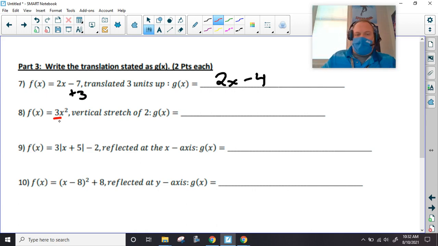So all we really have to do right here is multiply 2 times 3 or 3 times 2. Why? And that's it. Wait, what? Why? Because you're still vertically stretching it. Okay, so we're taking this and multiplying it by 2. So vertical stretch is a multiplication. Yep.